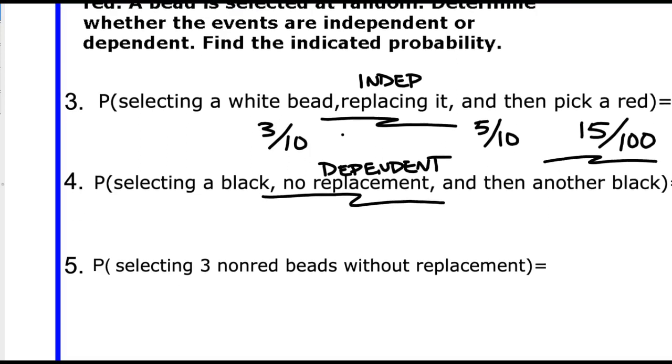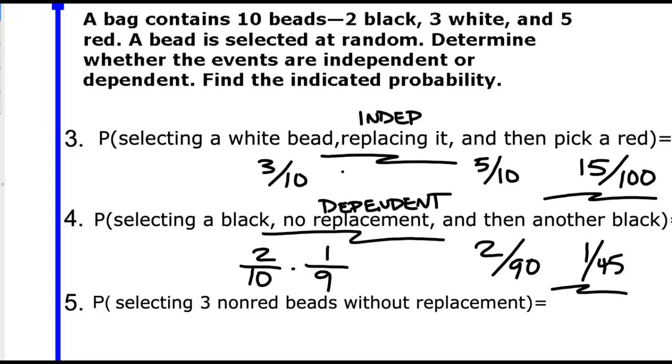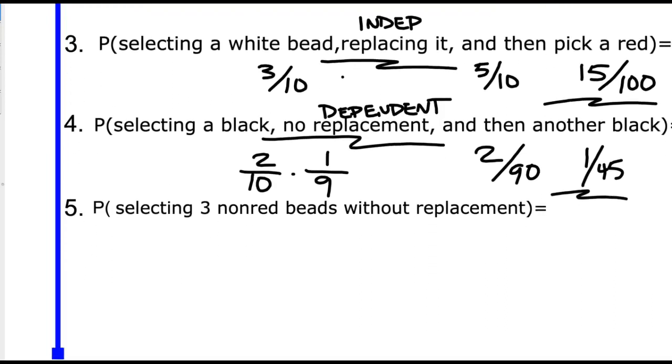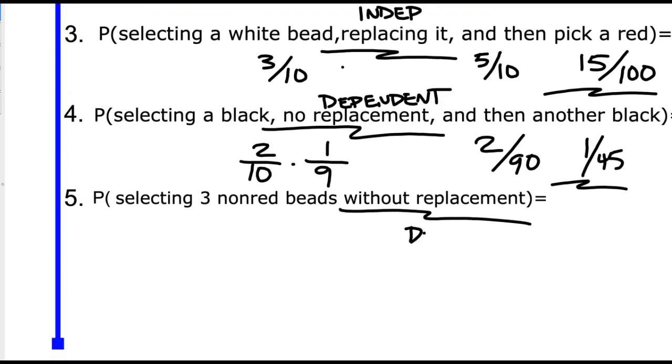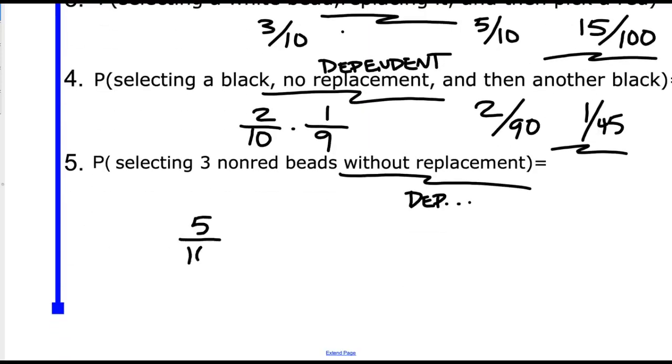If you don't replace it, now we're selecting a black bead, which would be 2 out of 10. And then the next one is going to be out of 9 because we didn't replace it. And another black one would mean that there's one less black, so it's not 2 out of 9, it's 1 out of 9. So this would be a total of 2 ninetieths, which reduces to 1 45th. Okay, selecting 3 non-red beads without replacement. Again, without replacement, that's going to be dependent, so those probabilities are going to change. There are 5 non-red beads, let me double check. Yep. So that would be 5 tenths times 4 ninths times 3 eighths.